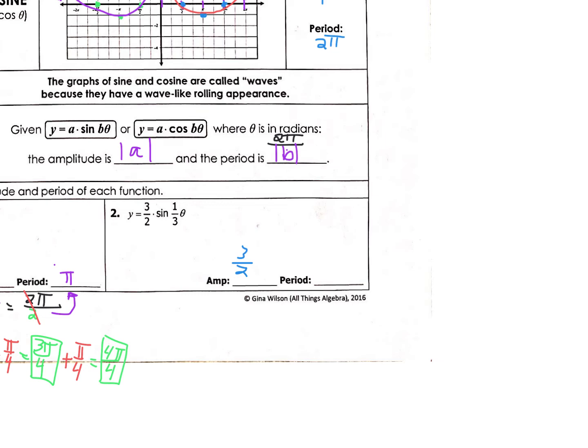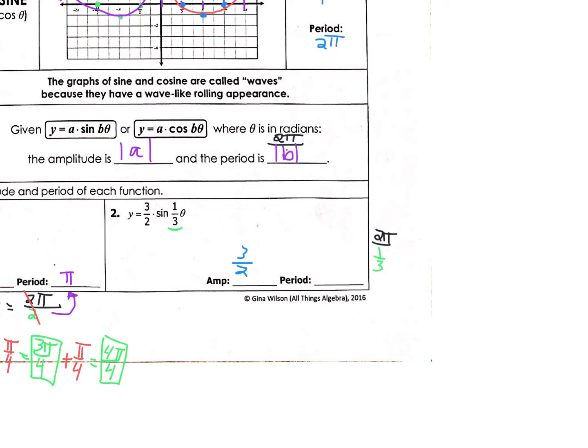And then your period, I'm going to do the work a little bit over here to the side. So I'm going to take our normal period of 2 pi, and we are going to divide it by this value right here. So that value right here is that 1/3. So I'm going to divide it by 1/3.